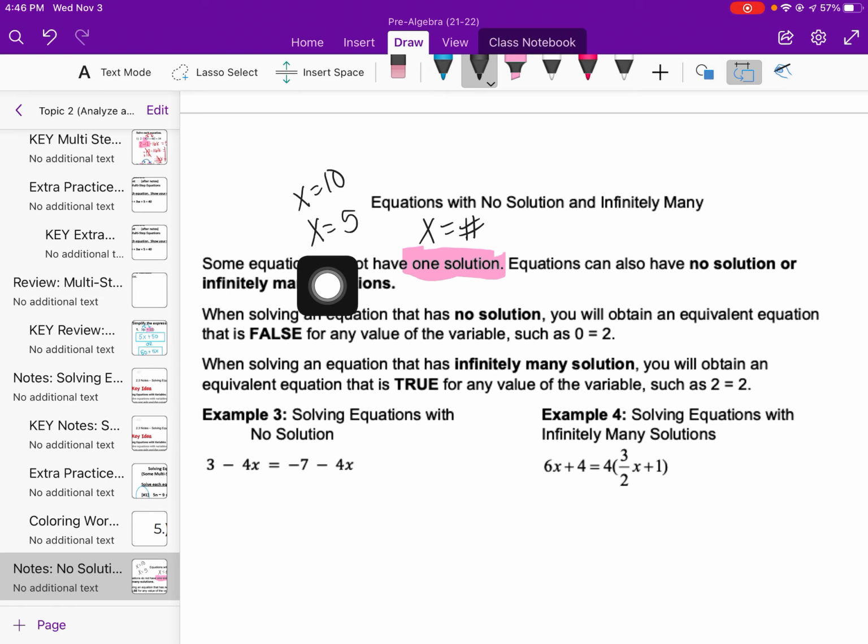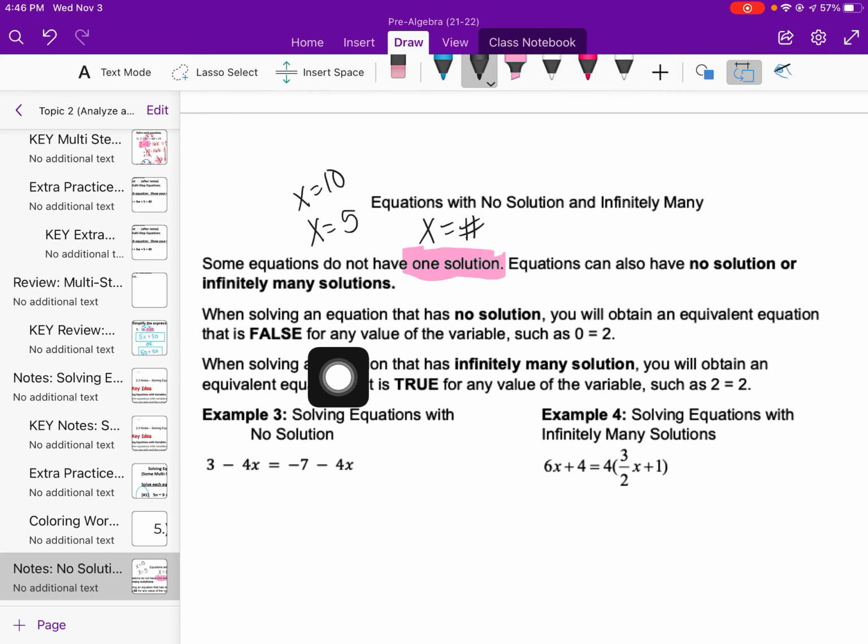This means that there is only one x value that we can plug into the original equation in order to make the left-hand side of the equation and the right-hand side of the equation equal each other. So that's the kind of equations that we've been doing. Today, I'm going to introduce equations that, once we solve them, could have no solution as the answer, or infinitely many.